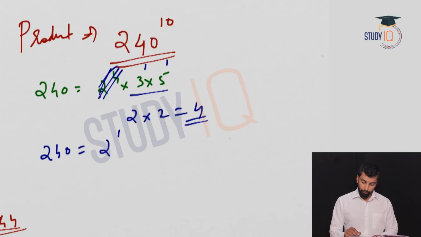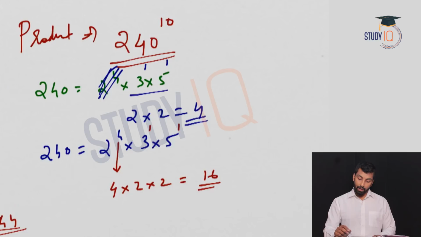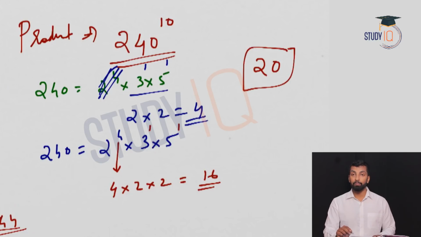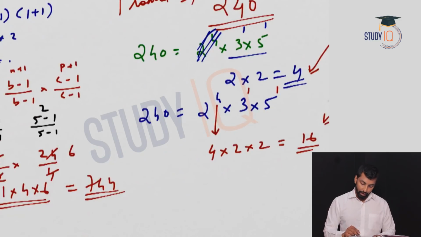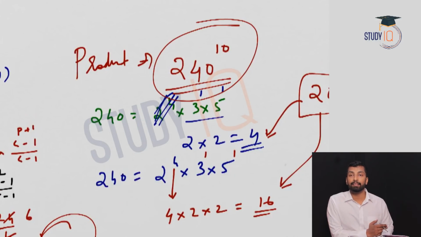240 is equal to 2 raised to 4 into 3 into 5. Now will you apply the formula? This power of 2 you will drop like that. You don't apply the formula just like that. Avoid that one. So 4 will become 4, this 1 and 5 raised to 1 will become 2 and 2, right? 2 into 2. So you get 16. So that's how you got number of factors as 20. In that 20 you can see 4 odd factors and 16 even factors. And sum of factors as 744 and product of factors is 240 raised to 10. And these are the possible questions that can come from factors.